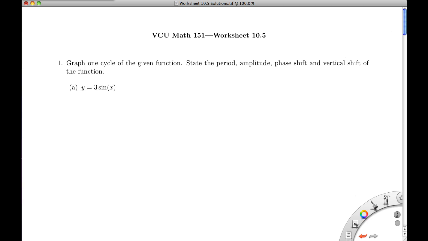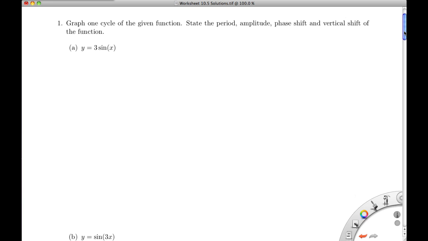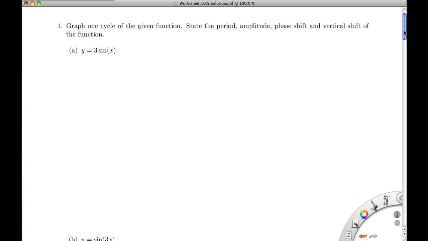So let's get started with 1a. So we're going to graph one cycle. So we have to do one period of each of these, and we're going to want to state the period, amplitude, phase shift, and vertical shift for the function. Now I'm going to be referring to things like a, omega, phi, and b as part of the standard form for these functions. They're in the textbook, and they'll probably be in your notes, but I'll be referring to those values as we go through this process.